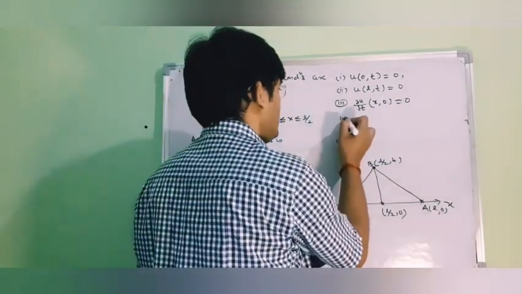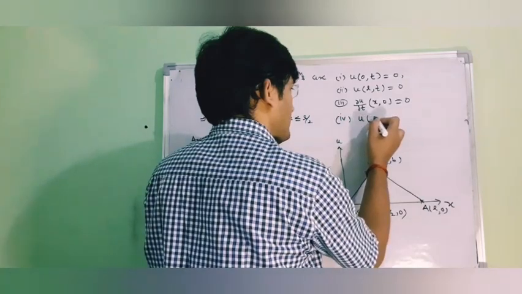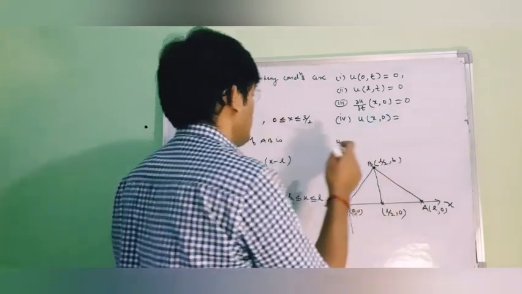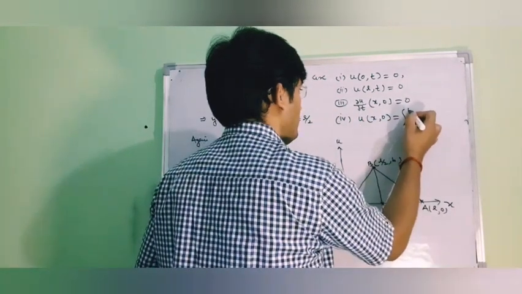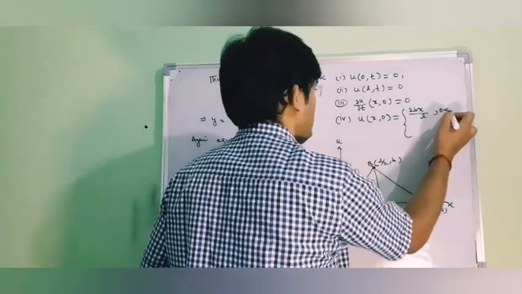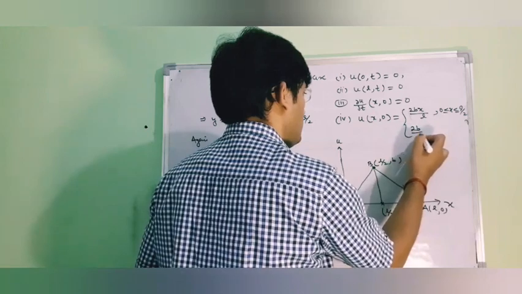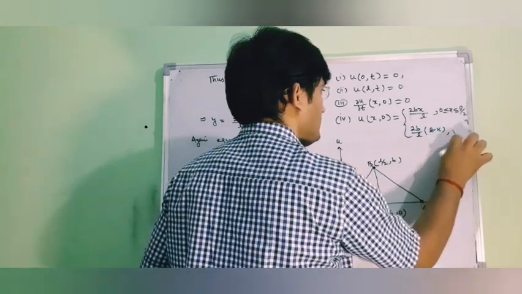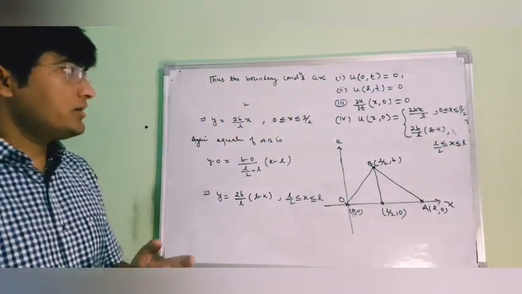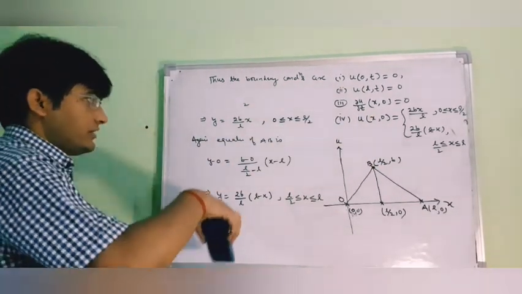And the fourth condition is the initial displacement. When your time is 0, it is given as 2bx upon L when your x lies between 0 and L by 2, and then 2b upon L into L minus x when your x lies between L by 2 and L. So now we have these four boundary conditions, and with the help of these we will try to solve the problem. We will try to find out the displacement.